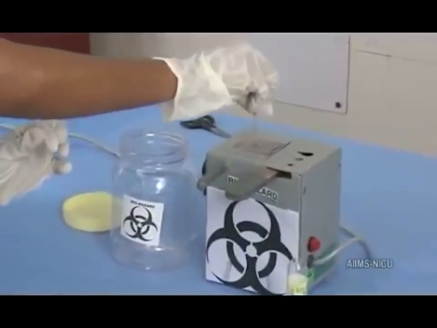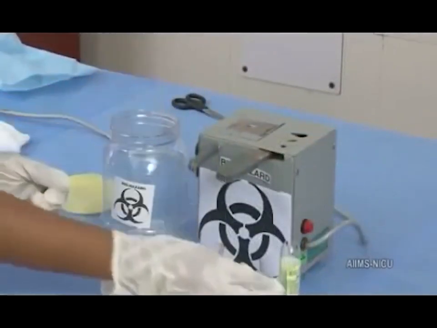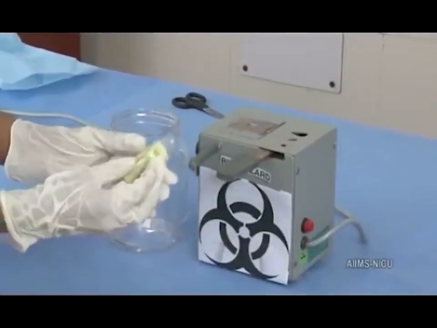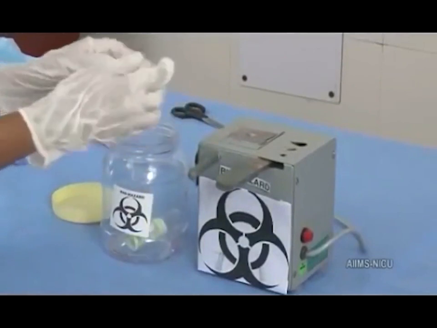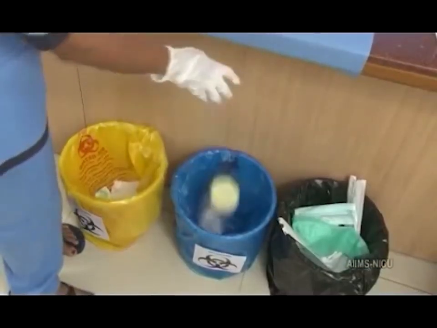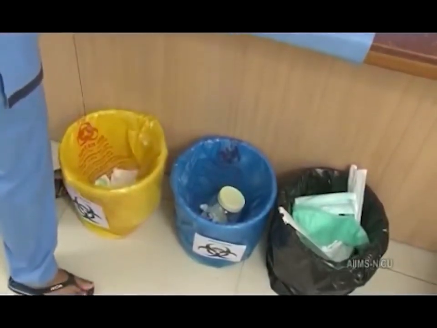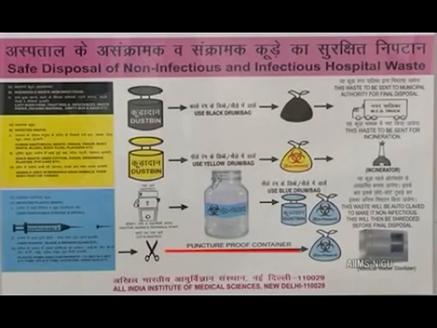Needles after destroying in the needle destroyer, used sharps, IV cannulae, blade and broken glass should be discarded in a puncture-proof container before disposing it off in the blue bag. Biomedical waste is also collected in the blue bag. The biomedical waste should be autoclaved to make it non-infectious. This is then shredded and disposed of.